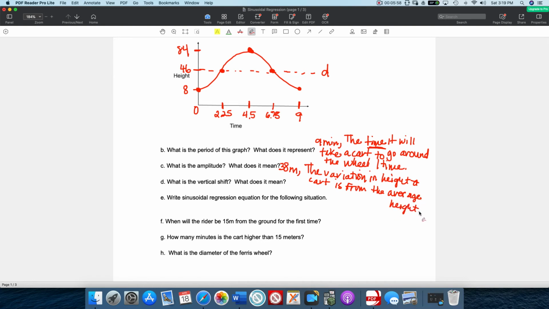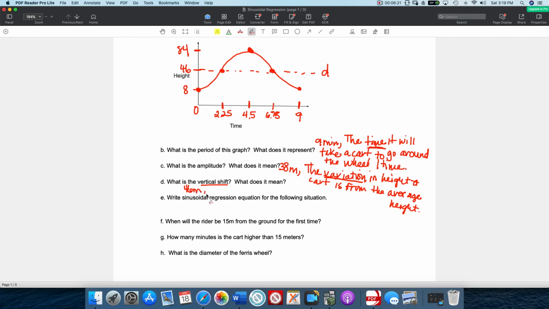Okay, so the variation in height a cart is from the average height. So variation there, that's your key word. Part D, what is the vertical shift? What does that mean? So vertical shift, remember, is the middle of your graph. It's the new x-axis. So you're centered around 46 meters. So that's your vertical shift.